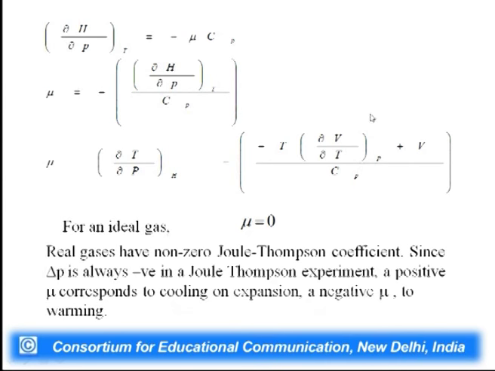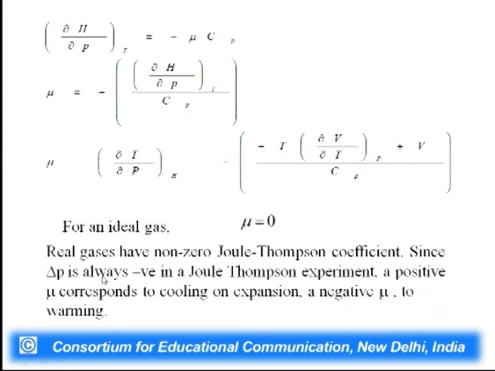We know that this quantity ∂H/∂P at constant T is equal to 0 for an ideal gas. So, mu is also 0. But for a real gas this is not equal to 0. So, real gases have a non-zero Joule-Thomson coefficient.